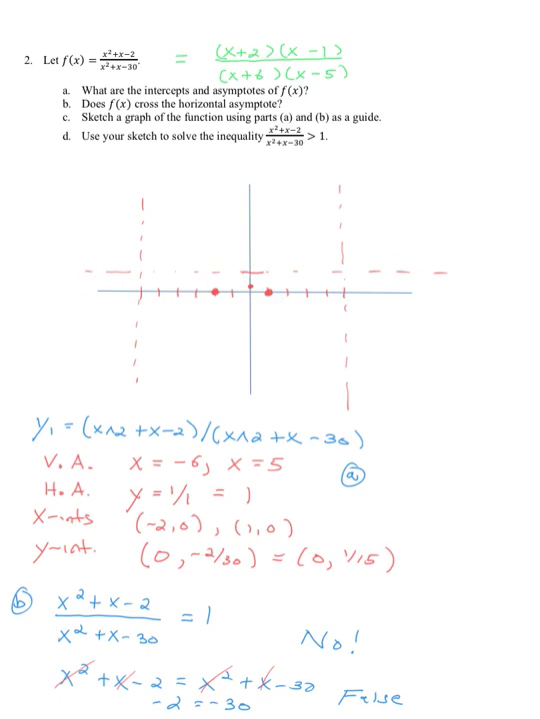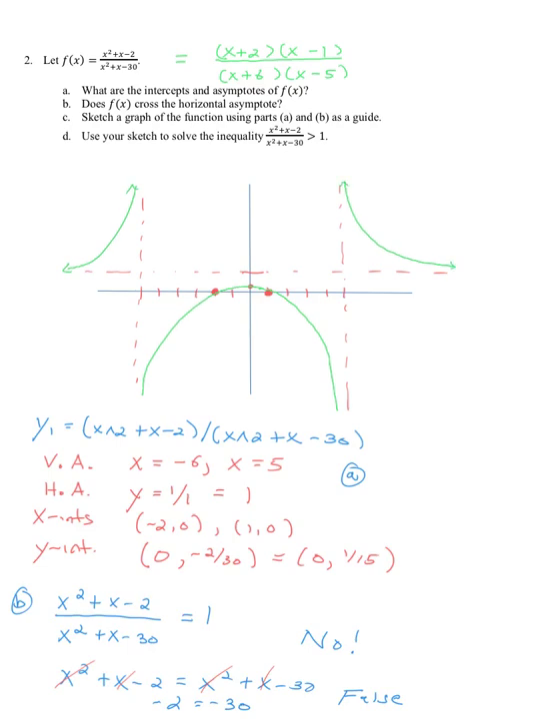All this being said, let's sketch a graph of the function. It approaches the asymptotes, it goes through these intercepts, and then over here, the graph should resemble something like this, never crossing the horizontal asymptote.